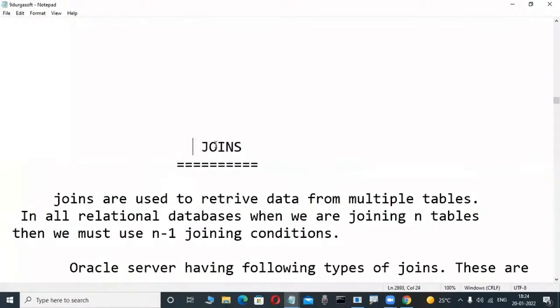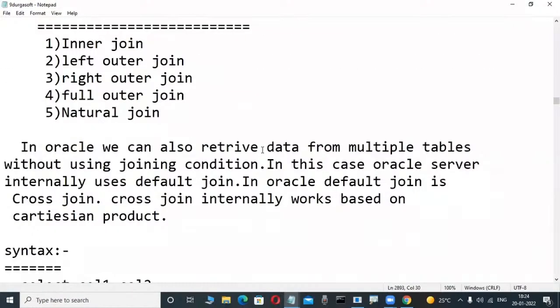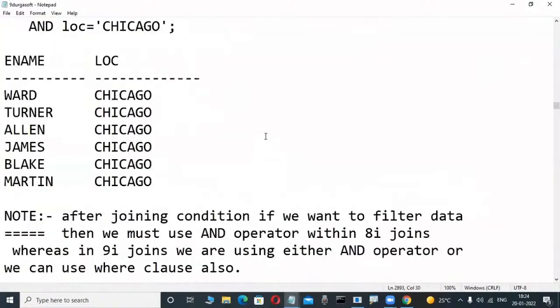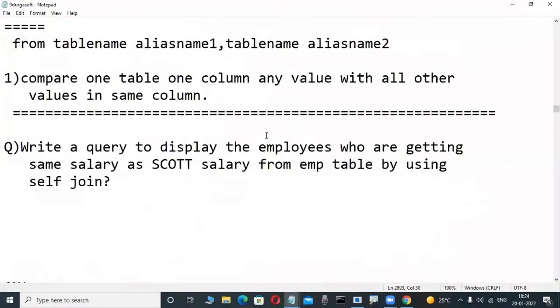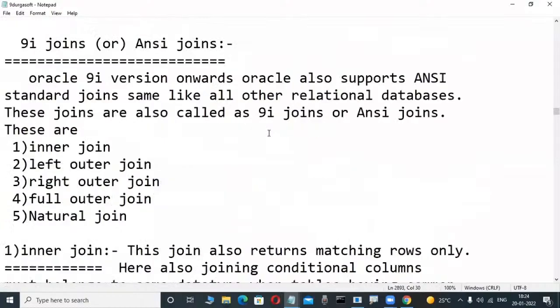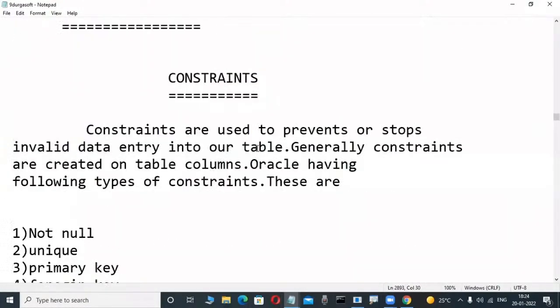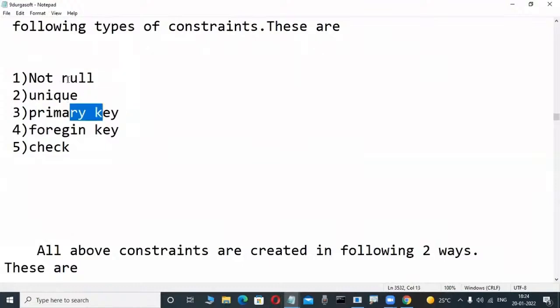Now the main concept: joins, to retrieve data from multiple tables. This is SQL language knowledge; maybe some fellows have an idea of it. Then constraints. In our SQL language, constraints is a concept: primary key, foreign key, check. So many things are there.